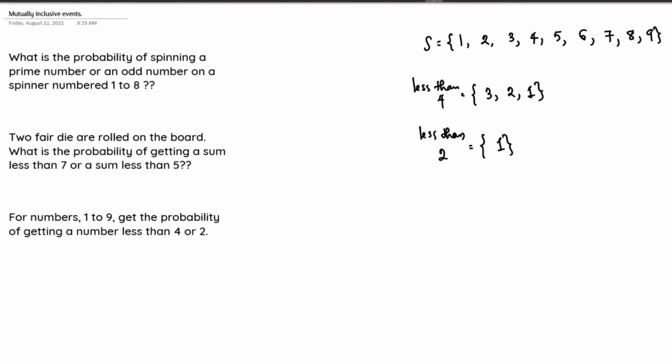We can also see that there's a form of intersection between both events. So this is 1 and 1 right here. So that means the intersection of less than 4 and less than 2 is actually going to be equal to 1. And since we have an intersection right here, it definitely means we are working with mutually inclusive events.